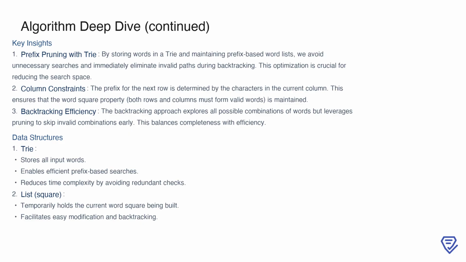Finally, the backtracking mechanism balances thorough exploration with efficiency by pruning paths that cannot lead to valid grids. In terms of data structures, the tree is central to the optimization, enabling fast prefix lookups, while the square list temporarily holds the grid being constructed, making it easy to modify and backtrack as needed.